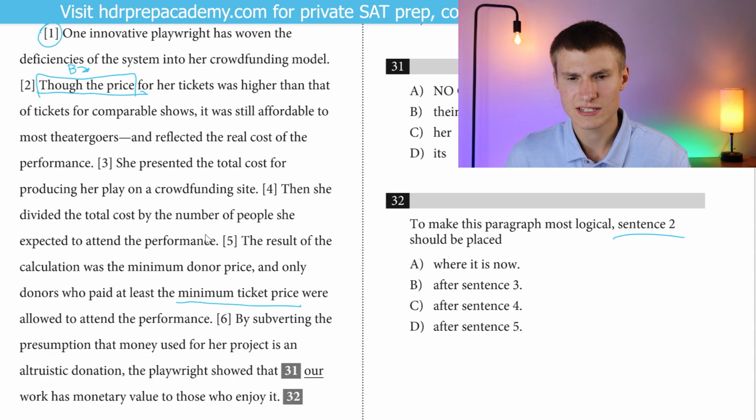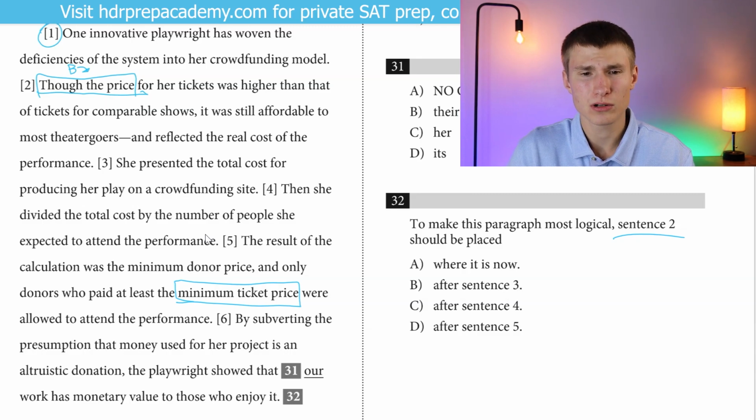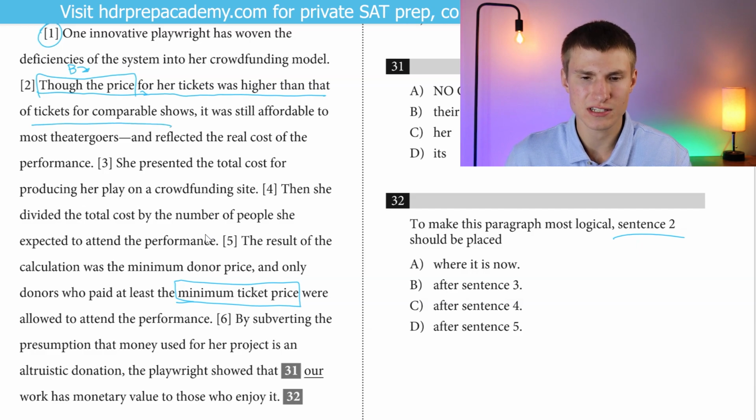All right, so now I've seen how she arrives at this ticket price. So that's telling me then, now transitioning into though the price for her tickets was higher than that of comparable shows, I've now seen why, which is telling me that I can then place this after sentence 5.